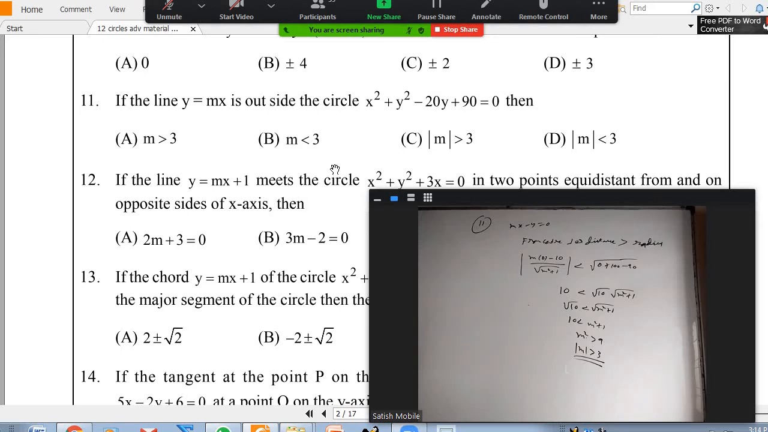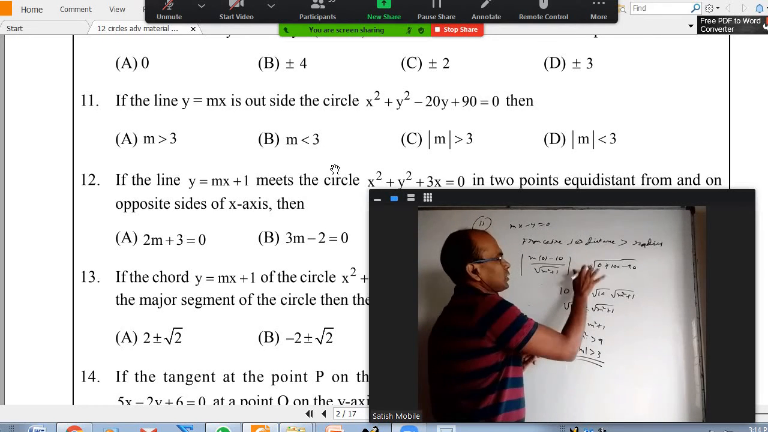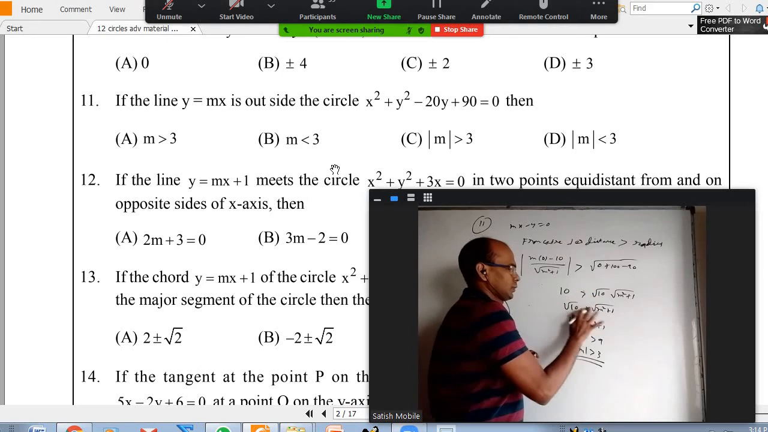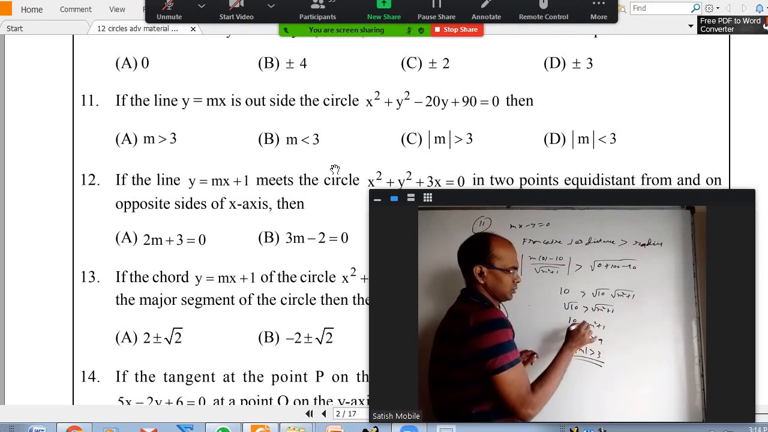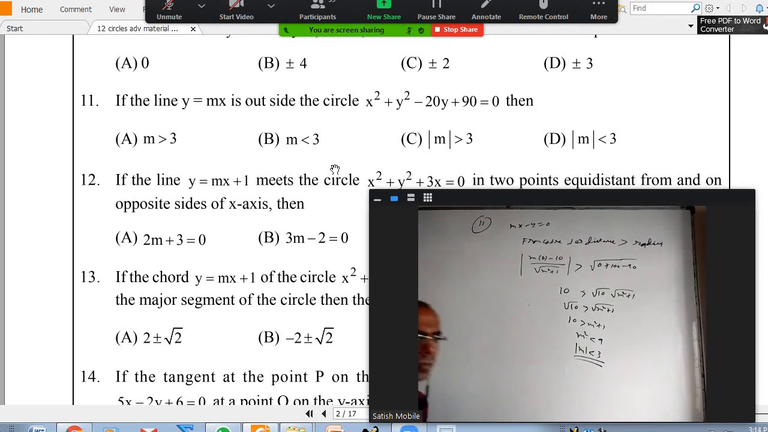Sir, in the first step, it should be greater than. I wrote greater than. You're right. Should be greater than. Should be less than. Thank you.